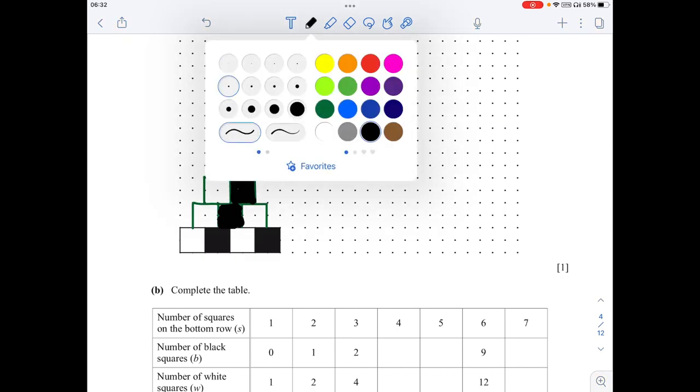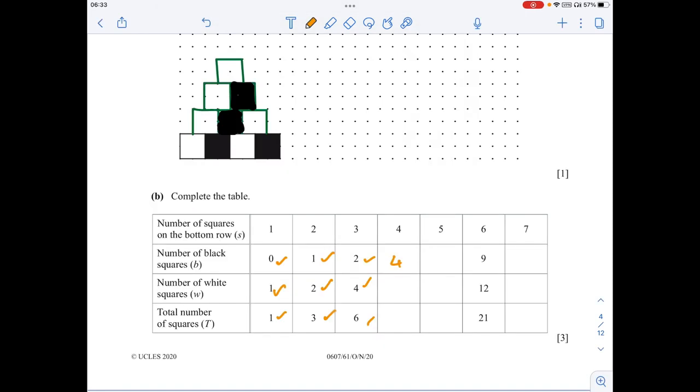Next, he is asking us to fill the table. 4 black, and how many white are there? 1, 1, 2, 3, 4, 5, 6 black are there, and 6 white are there, and totally how many do we have? 10 we have. So now we have to fill for bottom row 5 and bottom row 7.